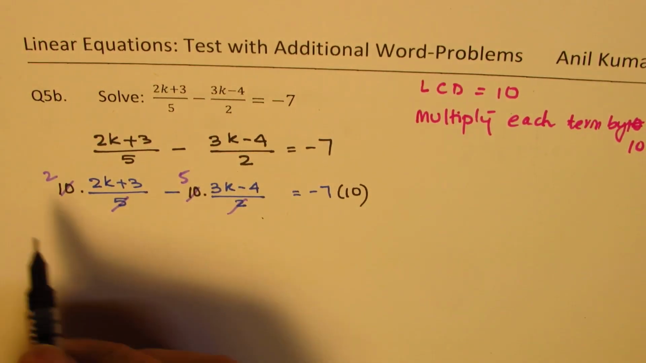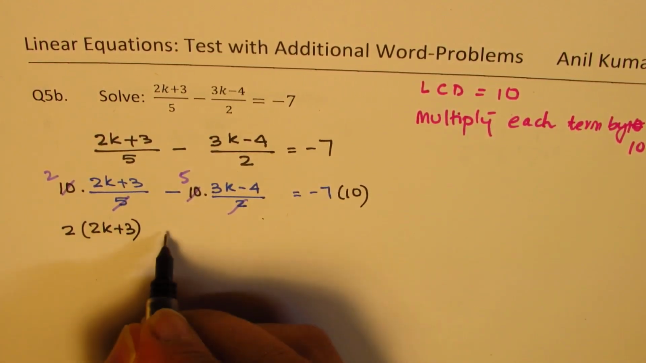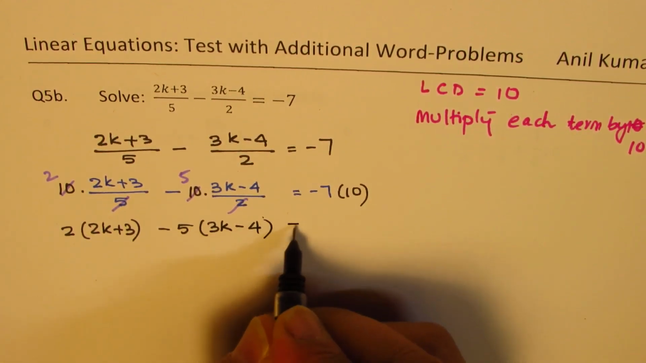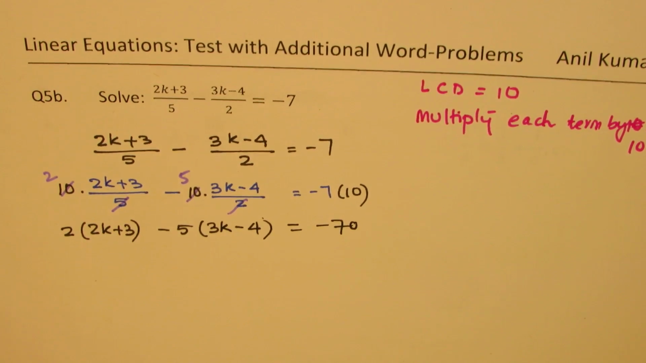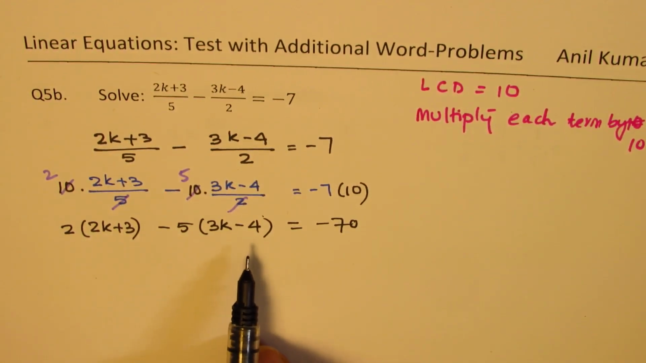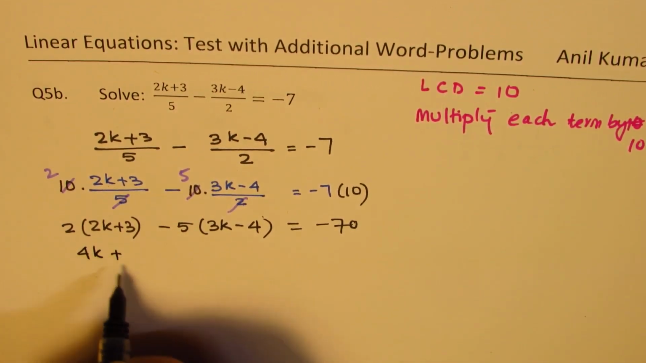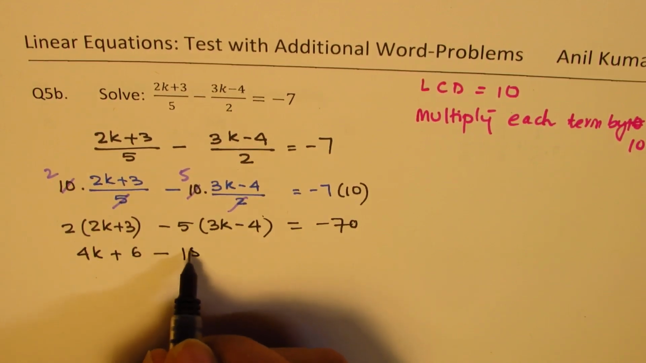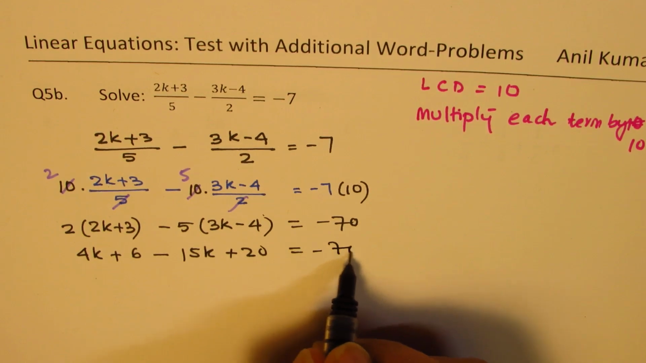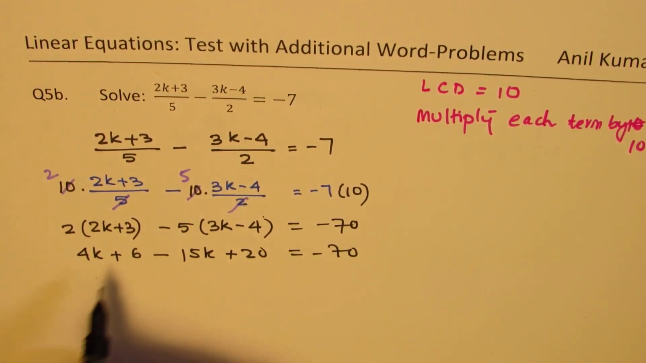So you could actually write this as 2 times 2k plus 3 minus 5 times 3k minus 4 equals to minus 70. Is that clear to you, right? So what we get is a straight linear equation without fractions, correct? Open the brackets now. So we get 4k plus 6 minus 15k plus 20 minus and minus, right? So don't forget that. Take the numbers to the right side, combine the variables.